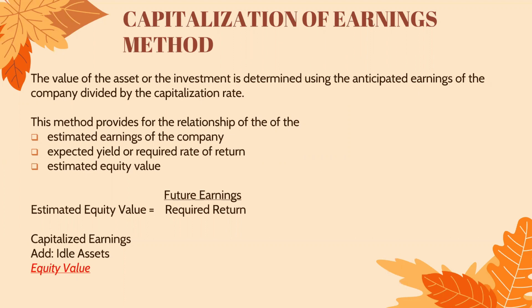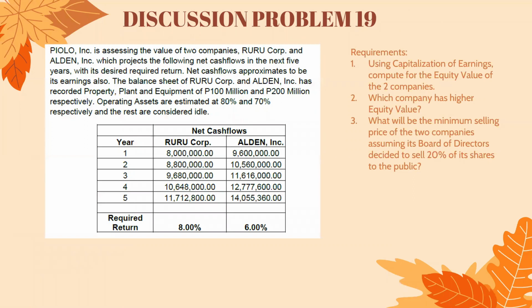Now, to further illustrate this method, let's have problem number 19. Let me read the requirements first. Number 1, using capitalization of earnings method, compute the equity value of the two companies. Number 2, which company has higher equity value? And finally, number 3, what will be the minimum selling price of the two companies assuming its board of directors decided to sell 20% of its shares to the public?